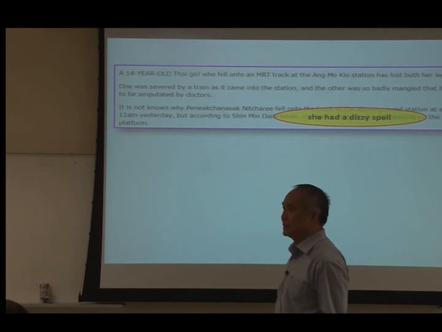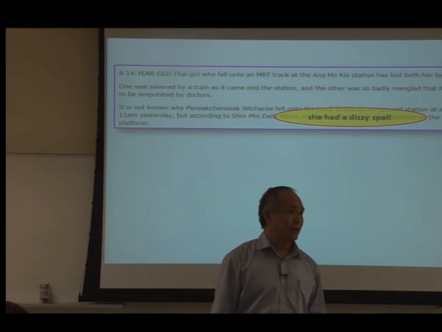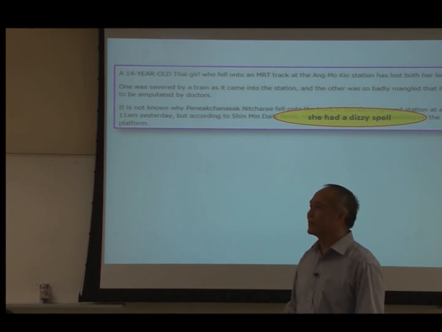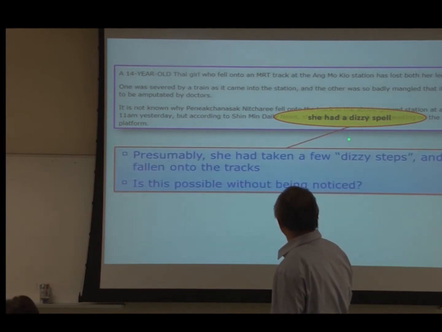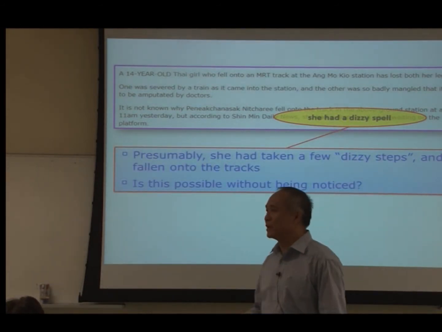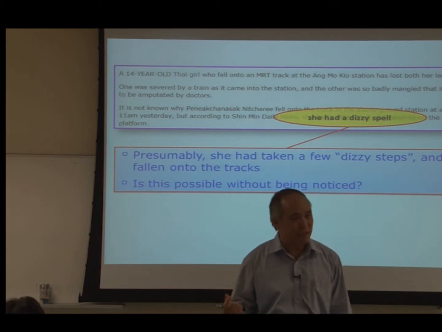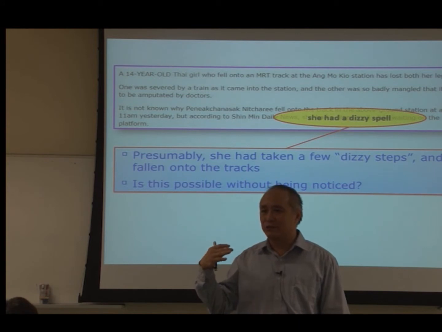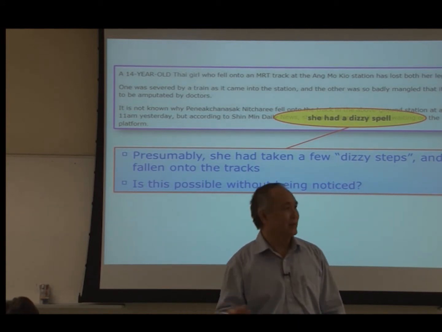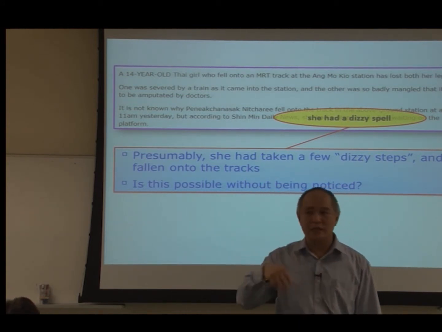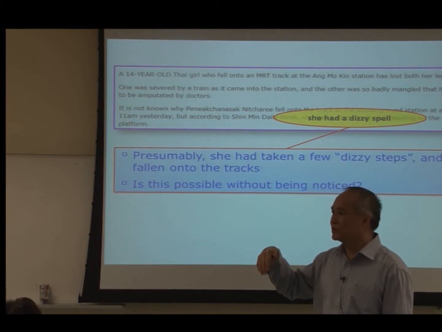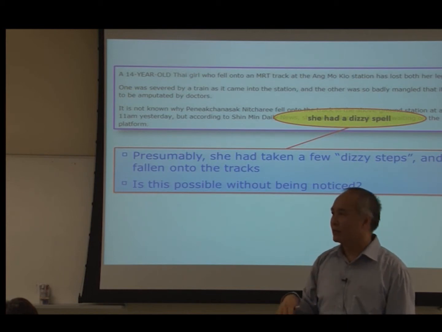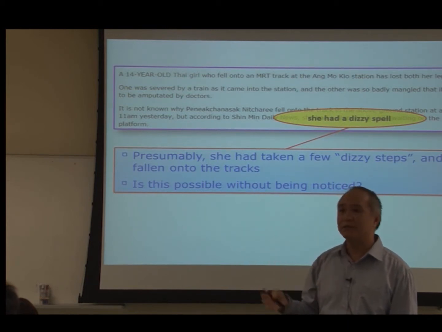She said she had a dizzy spell, right? And actually this became quite an important point in court. So if she said that, then presumably we expect her to take a few dizzy steps, like a drunken person. Is it possible that from wherever she was, she took some steps and then fell onto the track without being noticed? It was 11 a.m.